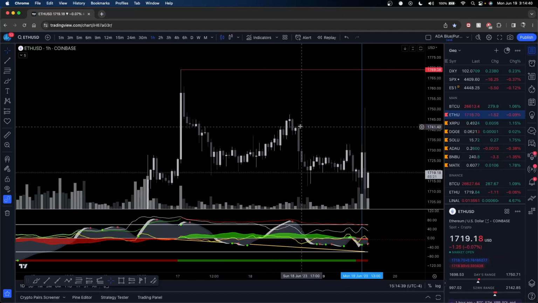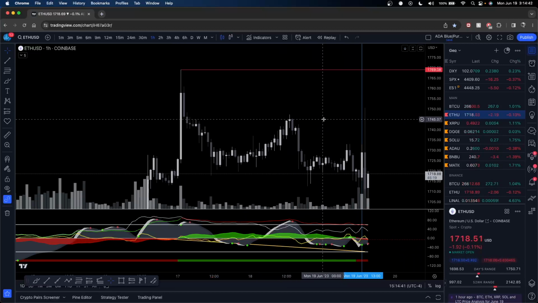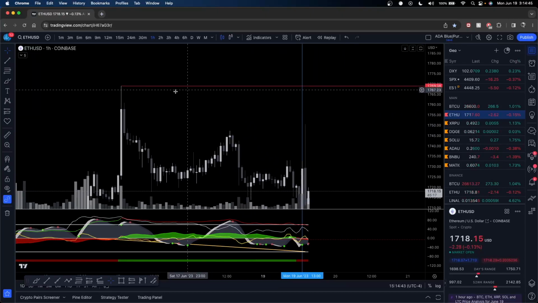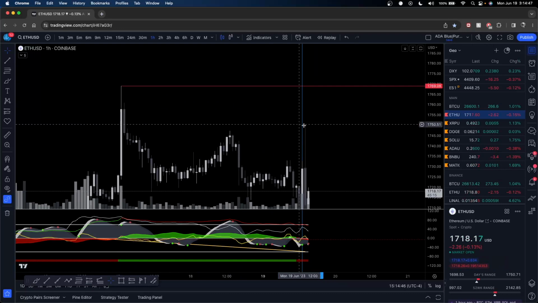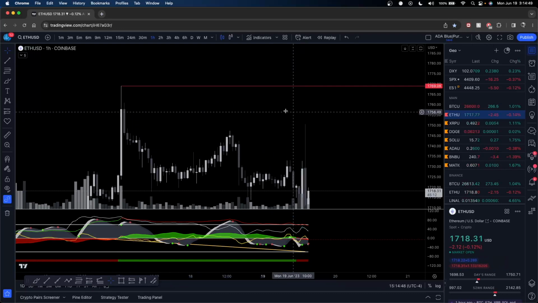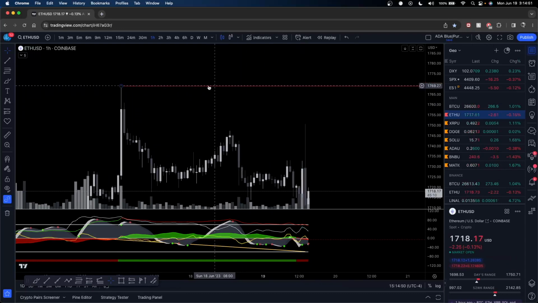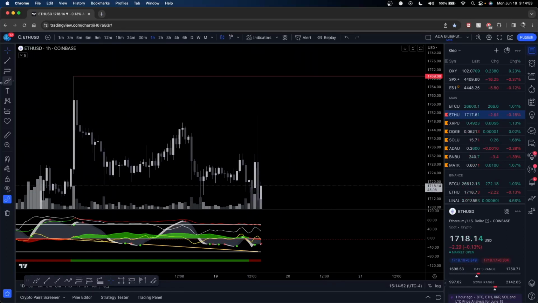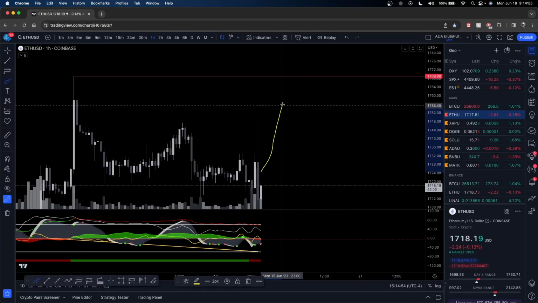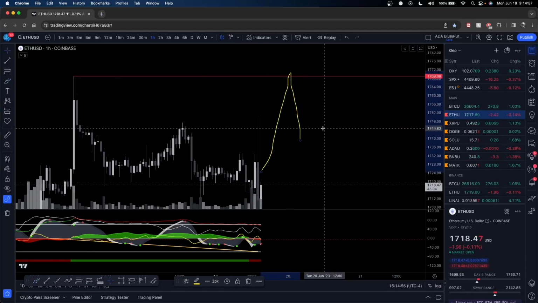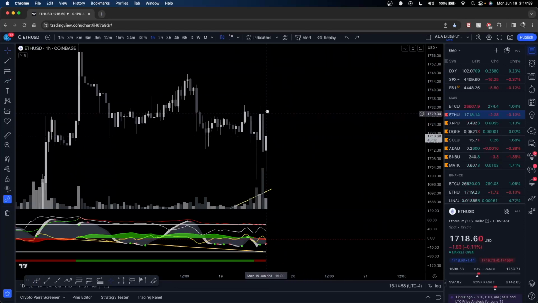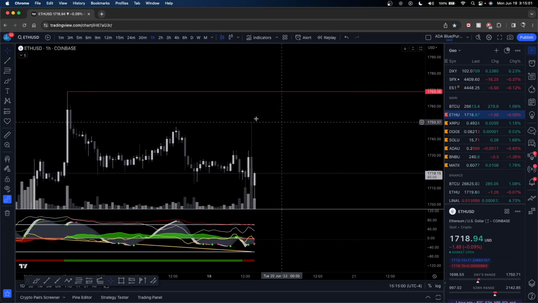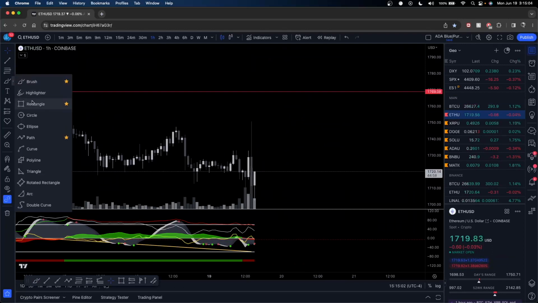I use SFPs when I'm trading, or when I'm scalping, but it's a lot easier to see on the higher time frames. So let's just say this is our SFP level, and price comes up and gives us that rejection. Actually, let's make it higher than that. Let's draw it out. Let's see if we can do this.